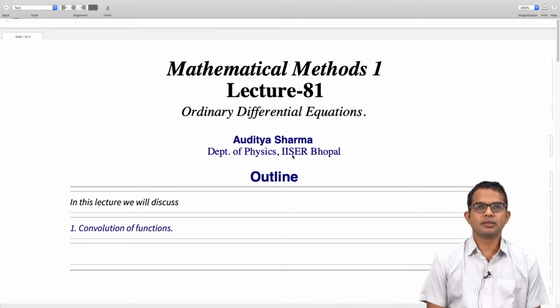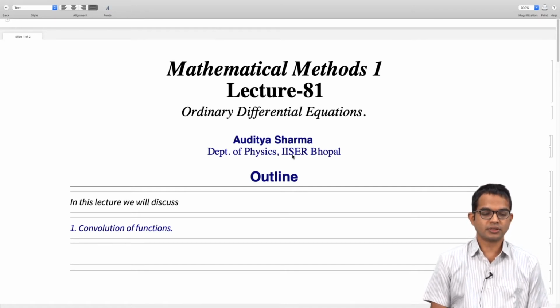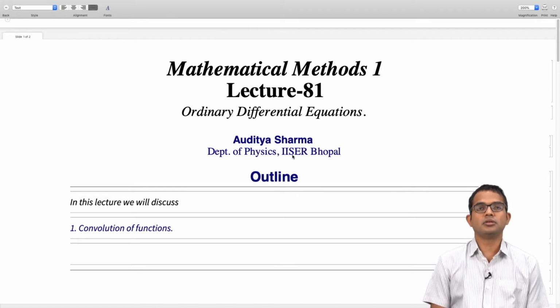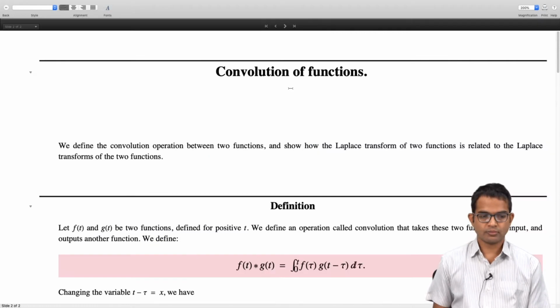So we have been discussing ordinary differential equations. Specifically, we've been looking at Laplace transforms and how, with the aid of Laplace transforms, this will play out nicely with differential equations. So it's in this direction we're proceeding, and there is a key operation involving functions which we want to discuss in this lecture, which will help us calculate Laplace transforms in an effective way, and that is the idea of convolution of functions, which is the subject matter for this lecture.